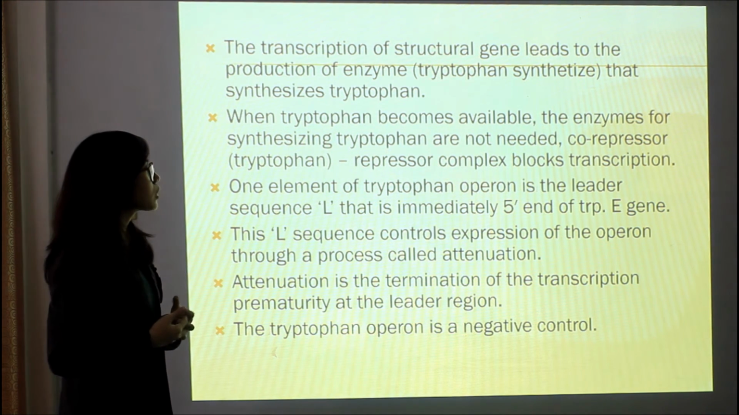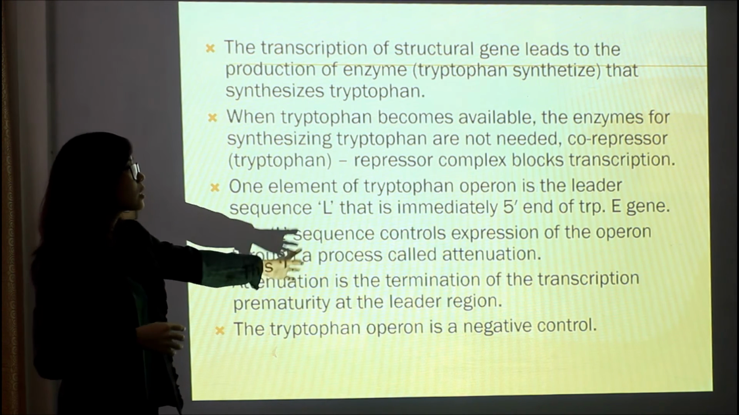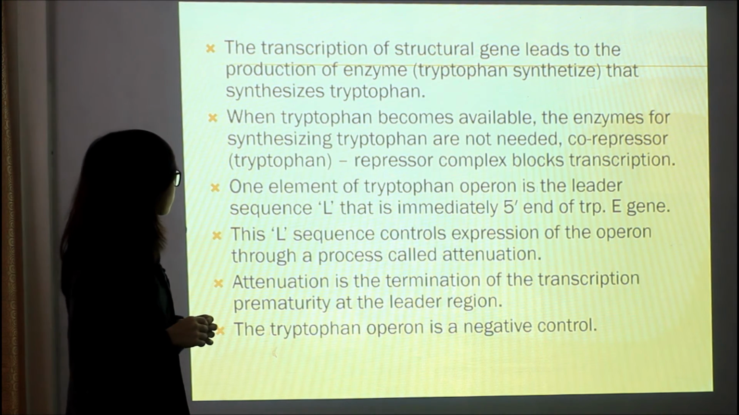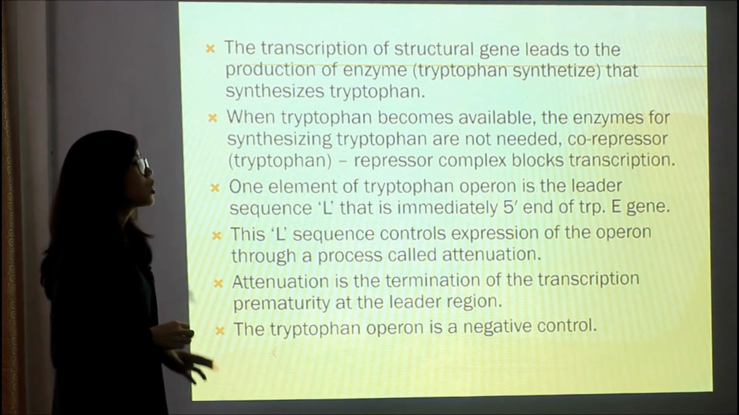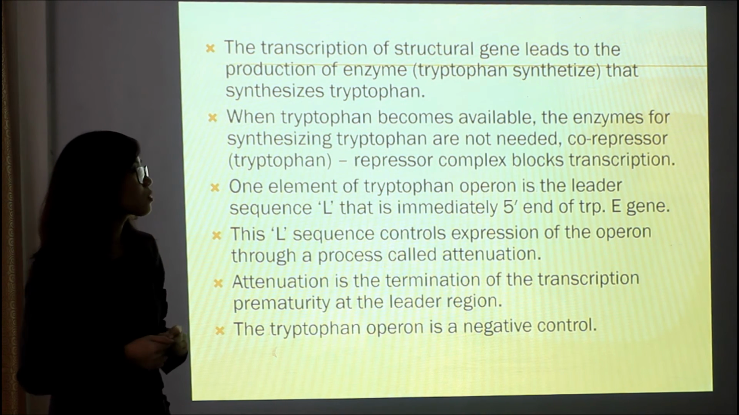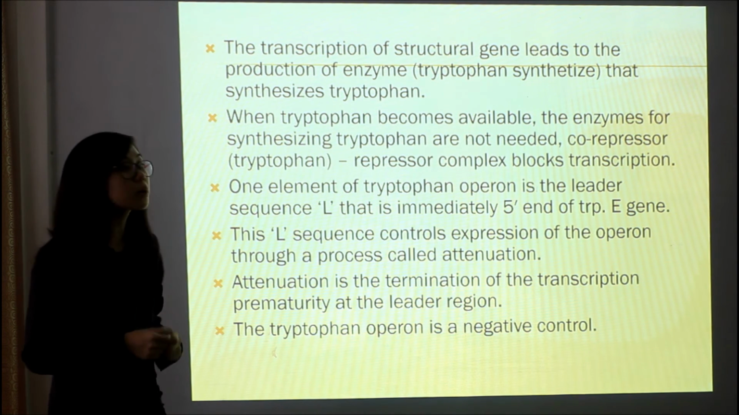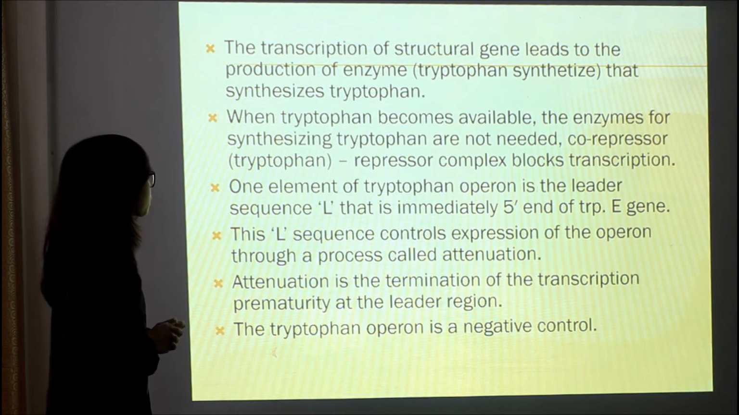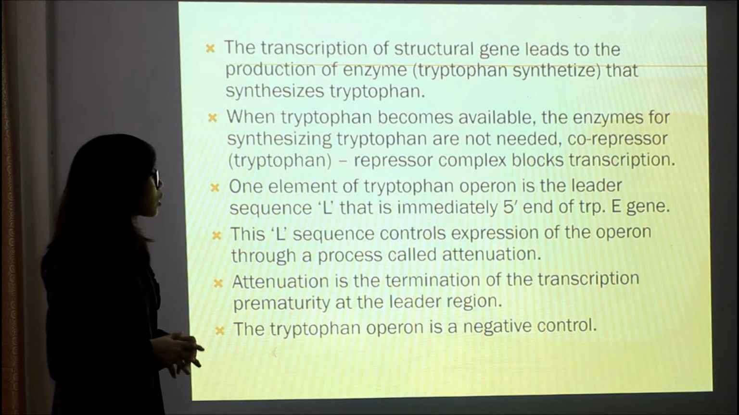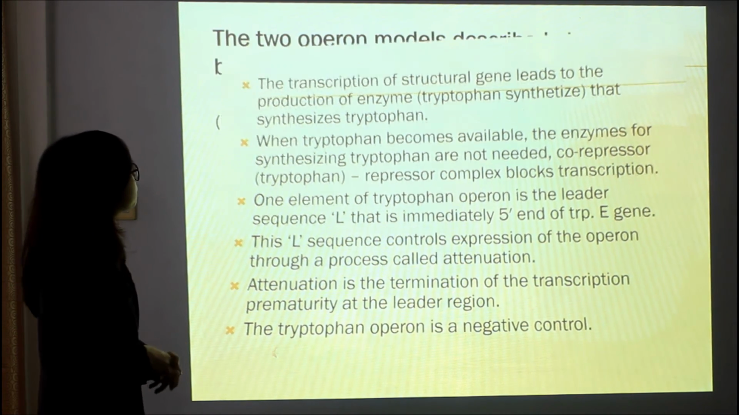One element of the tryptophan operon is the leader sequence, or L, that is immediately 5' of the tryptophan E gene. This L sequence controls expression of the operon through a process called attenuation. So attenuation is the premature termination of transcription at the leader region. So the tryptophan operon is a negative control.